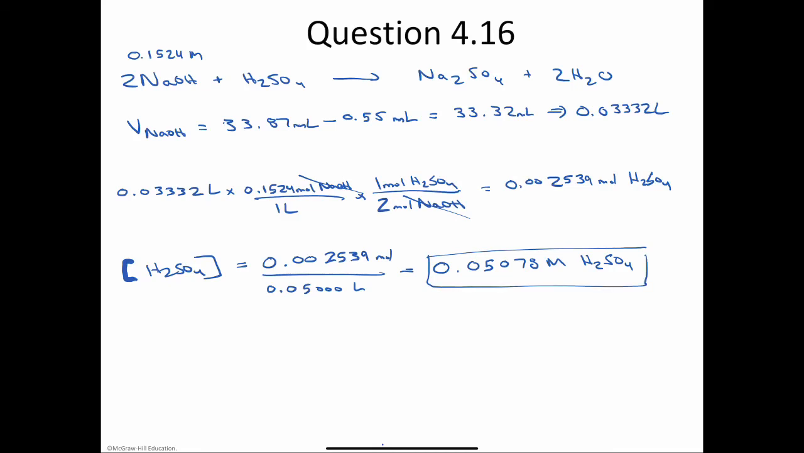So that's how we used our base, which was sodium hydroxide, which we knew the concentration of, and we did a titration, and we were able to determine the concentration of sulfuric acid.